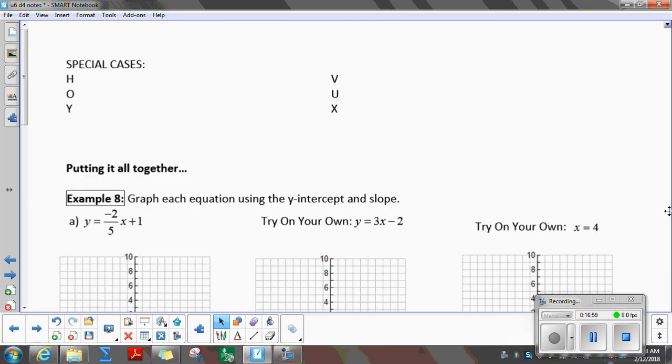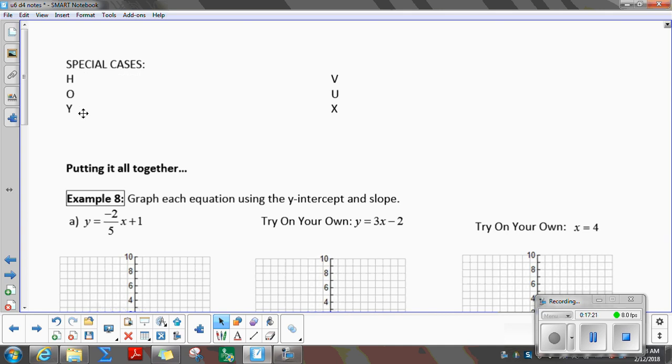Alright, and the last thing I need to tell you about are special cases. Special cases are basically vertical and horizontal lines, and they will show up, but it's basically you need to know what kind of slope it has. You don't have to worry about trying to write an equation, but this will help you remember what it looks like, okay?